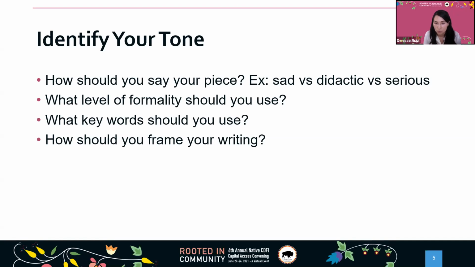If you're trying to reach one audience, you would say economic justice. If you're another audience, you would just say capital. Even the word justice itself is kind of loaded, it's more progressive and social justice-y. So maybe it works for one audience, but not for another. And so, how should you frame your writing? How do you want to go about it?